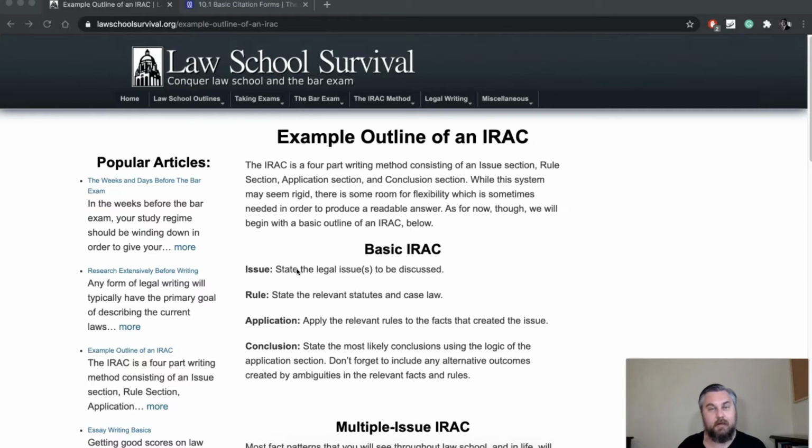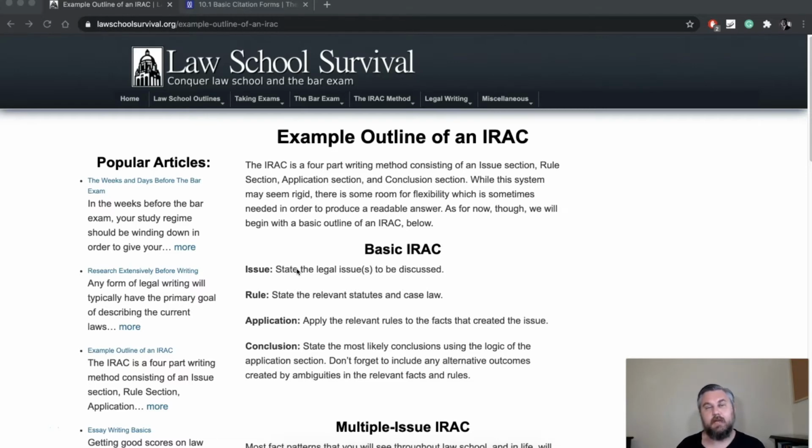And the nice thing about IRAC is it's not just the entire memo that's going to be laid out in the IRAC method, but each individual paragraph could be its own IRAC approach. That process of taking issue, looking at rule and analyzing it against the rule. That's what lawyers do every single day.